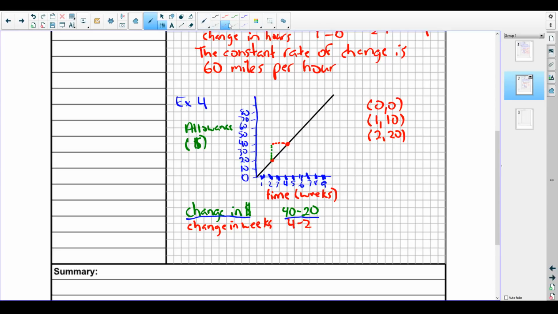Okay. And then we just do that math, which hopefully is not too hard. 40 minus 20 is 20. 4 minus 2 is 2. And then we can just simplify that. Okay, so equals 20 over 2 simplifies to 10 over 1. So our constant rate of change is $10 per week.